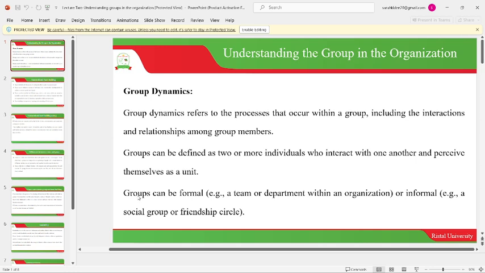So here they're telling us a group can be formal, for example, a team or department within an organization. It can be informal, for example, a social group or friendship circle. That's concerning groups.